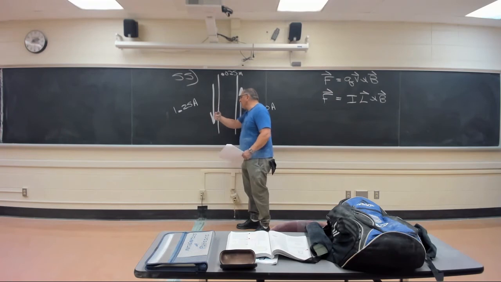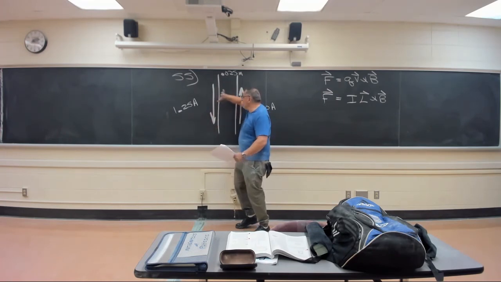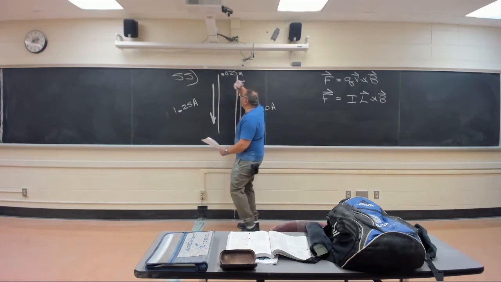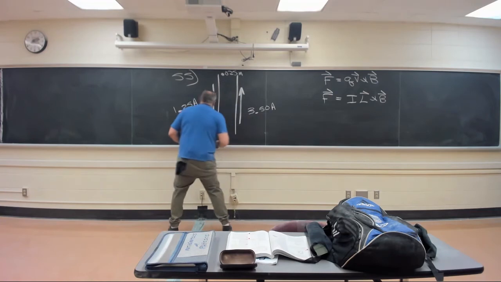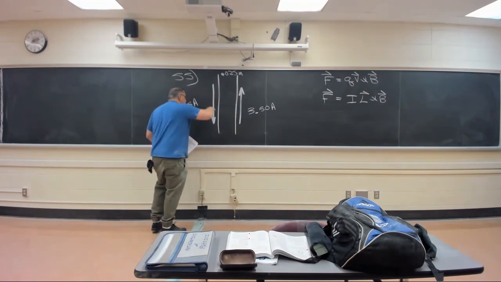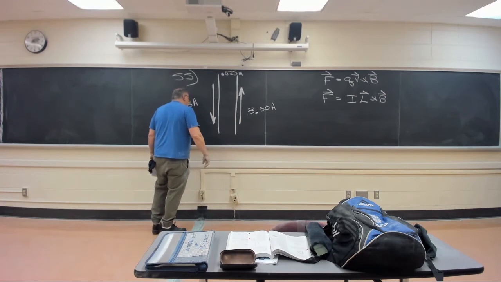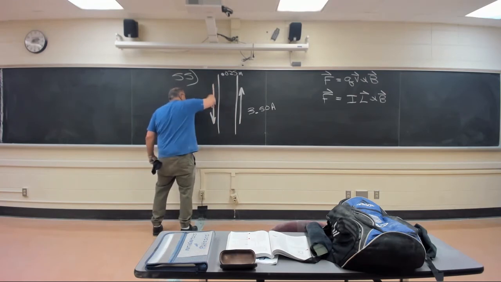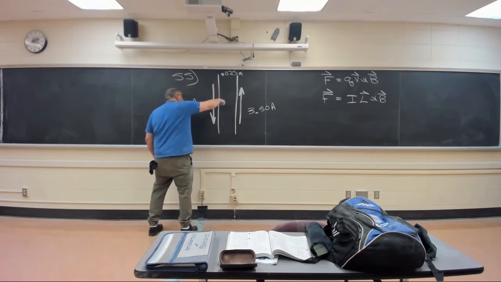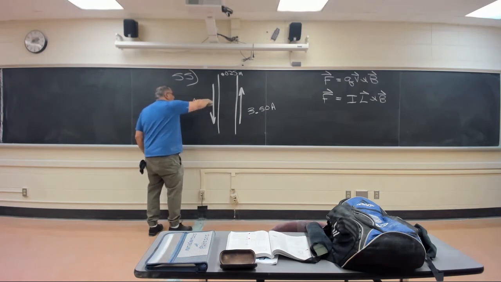If it pops out of the board and this has current I, what's I cross B? Let me see, put my hand that way. I cross B, so the B comes out, go this way and roll toward the B. Bam, the force goes that way.